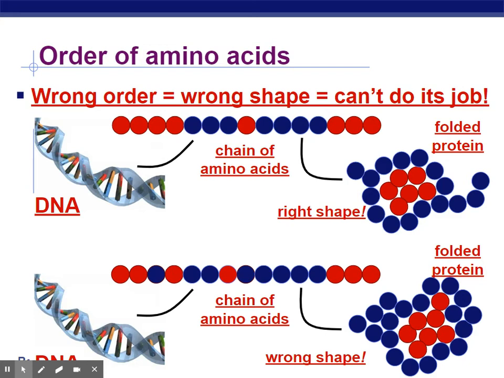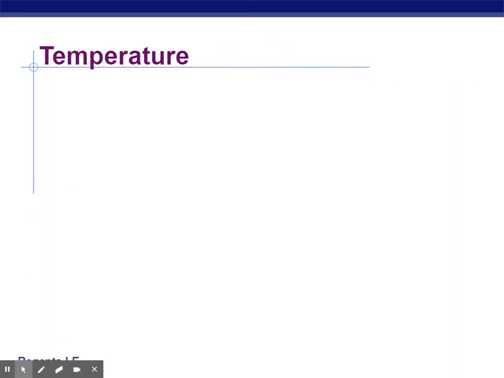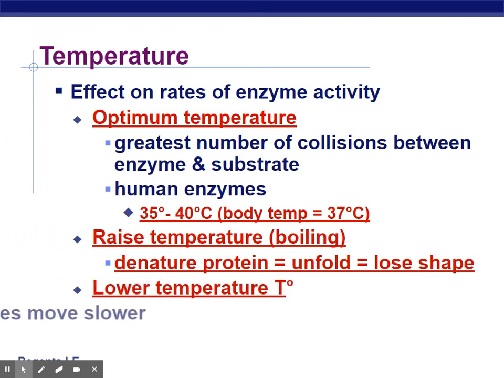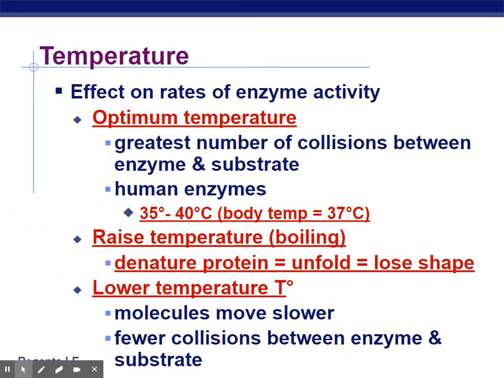So like I said, if the amino acids are in the wrong order, you're going to have the wrong shaped protein or enzyme, and then it can't do its job. So for temperature, they're going to affect the rate of enzyme activity. There's always an optimum temperature.